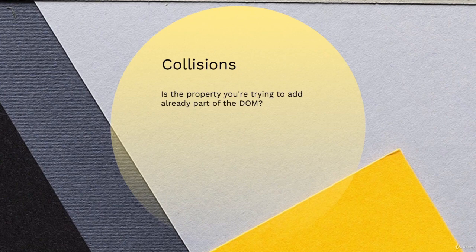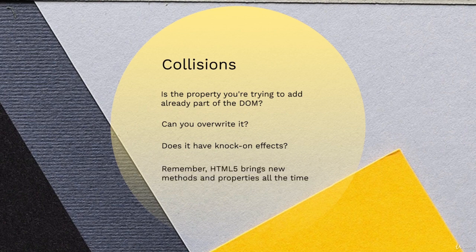You've got to think what it is we're doing here. Whenever we start adding our own extensions to objects, we have to come up with a property name. In our example, we called it red. But what if red is already part of the DOM? Can we overwrite it? Does it have other knock-on effects with other parts of DOM and code? Remember, HTML5 brings new methods and properties all the time.